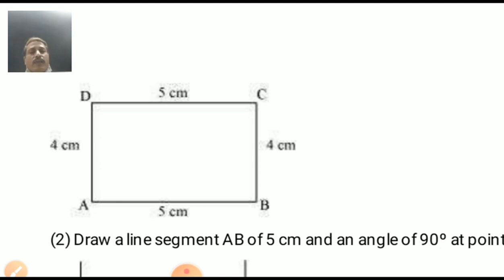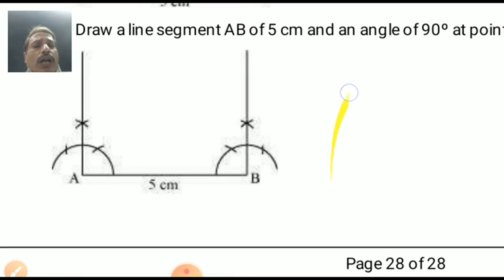Now start from AB 5 centimeter, angle 90 degree. Don't forget to give this 90 degree. In rectangles and squares, all angles are 90 degree. At this point, we can draw an angle of 90 degree with the help of pair of compass. Some students are using protractor directly. That is a very bad thing.